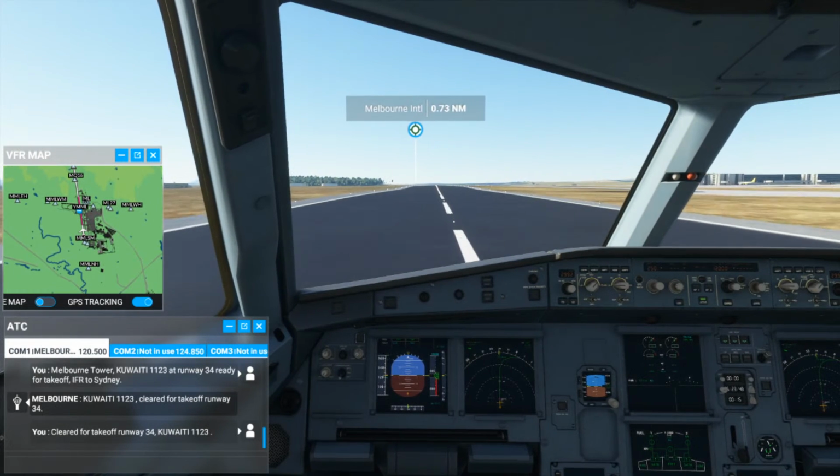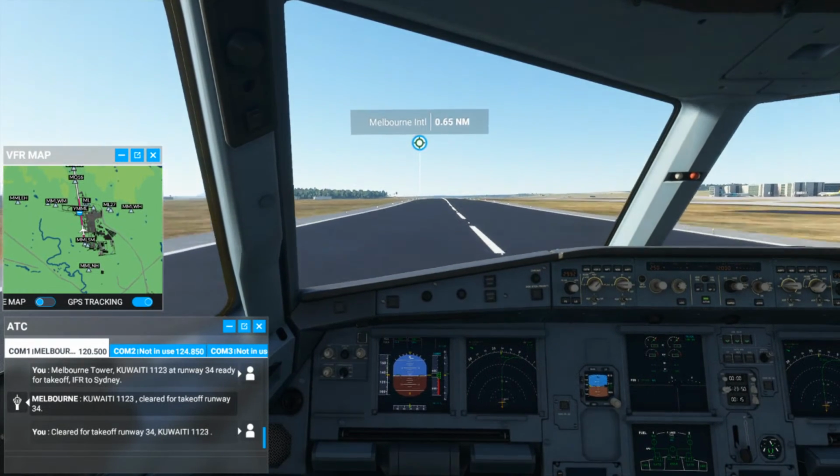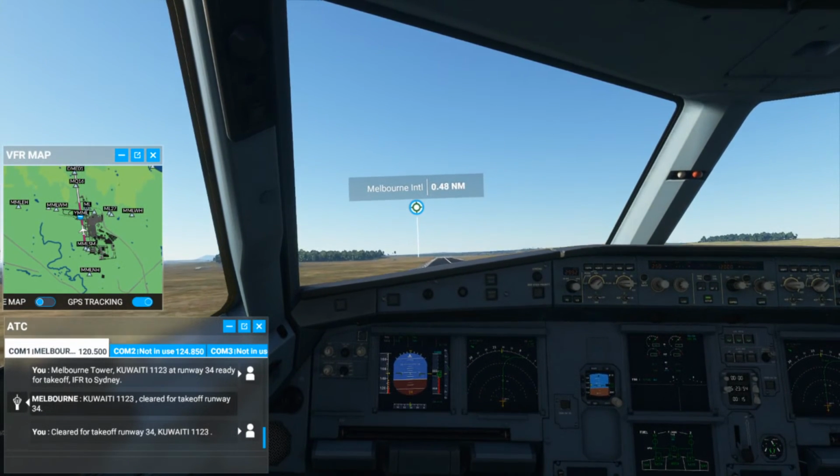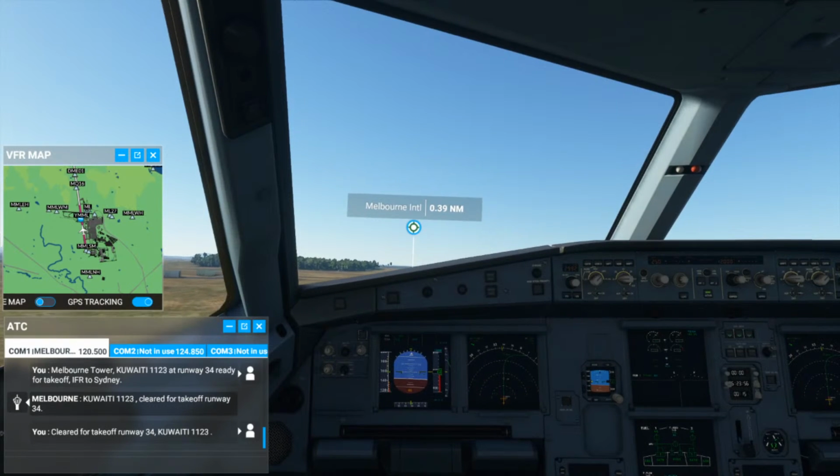V1, VR, rotate. There we go. Positive rate.